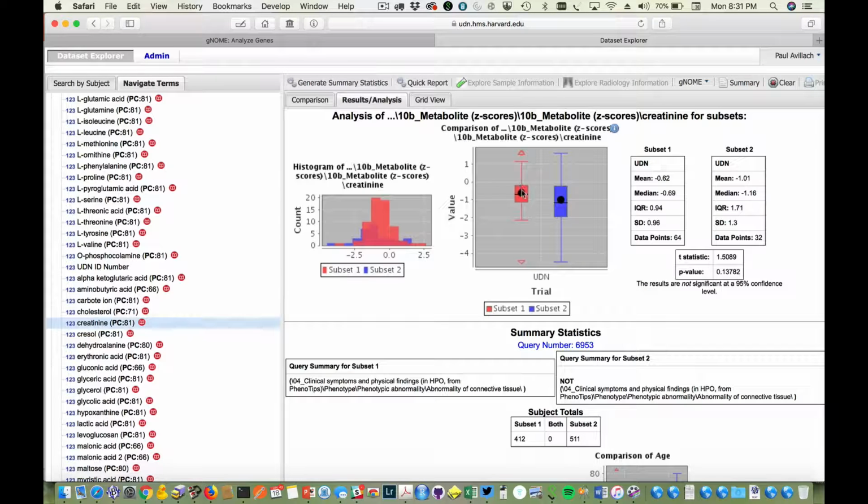I can see the creatinine level in 64 patients with the abnormality of the connective tissue versus the ones that don't have an abnormality of the connective tissue, where both of them are not significantly different at the 95% confidence interval. So this platform enables us to integrate and explore any data coming from the clinical data, the genomic data, the metabolic data, in order to generate hypotheses.